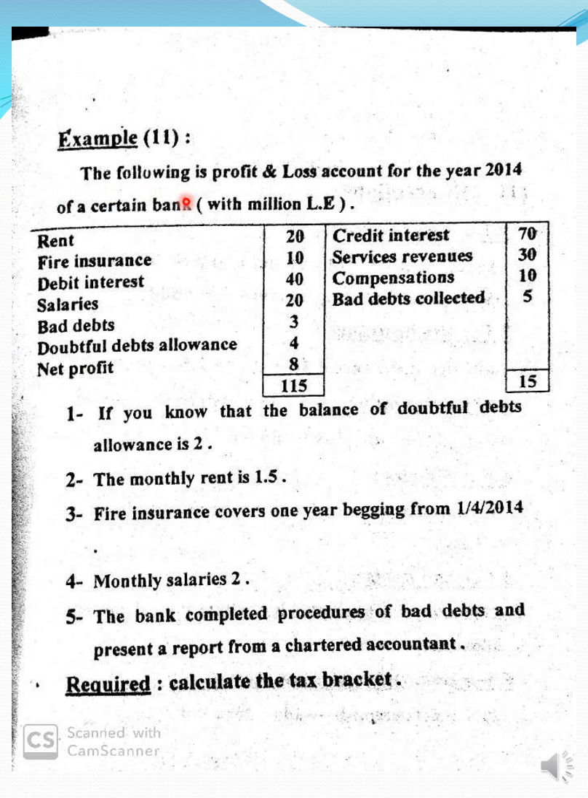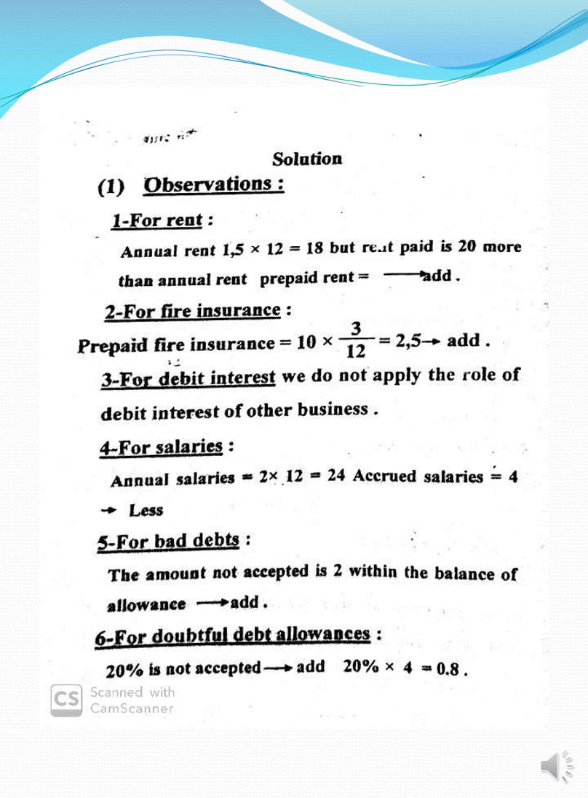This is an example. The following is the profit and loss account for the year 2014 of a certain bank. This is the profit and loss account: rent, fire insurance, debit interest, salaries, bad debt, doubtful debt allowance, net profit, and so on. He told us, if you know that the balance of doubtful debts allowance is 2, the monthly rent is 1.5, fire insurance covers 1 year beginning from 1st of April, monthly salaries is 2. The bank completed procedures of bad debts and presented a report from a chartered accountant. Calculate the tax bracket. So we are going to take the 5 points and start adjusting to calculate the tax bracket.